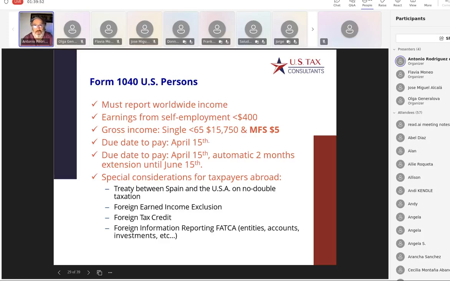The threshold of this form is normally high. For people filing single or married filing separately, it is $200,000 at the end of the year, or $300,000 at any time during the year. I'm talking about foreign accounts, not U.S. accounts. Okay, and then if you file married filing jointly, then it's 400 and 600. Okay, 600 at any time of the year and 400 at the end of the year.